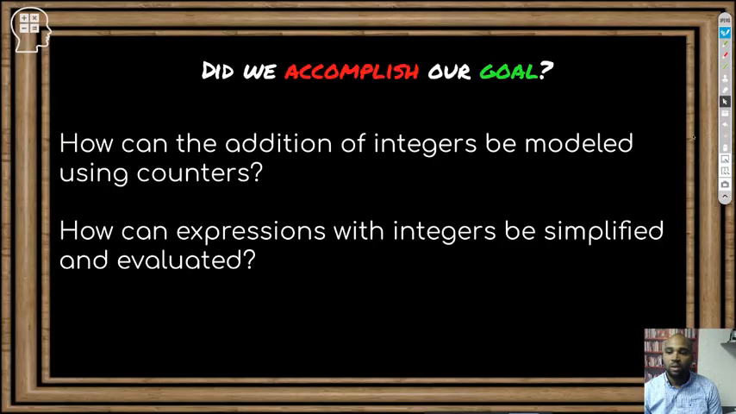All right, did we accomplish what we set out to do? Absolutely. How can the addition of integers be modeled using counters? We did that. Even though it looked kind of crazy at first, we figured that out. How can expressions with integers be simplified and evaluated? We worked through some practice problems showing how you can simplify some expressions and even evaluate some of those expressions when you plug in a value, like we did, 12 and negative 12.